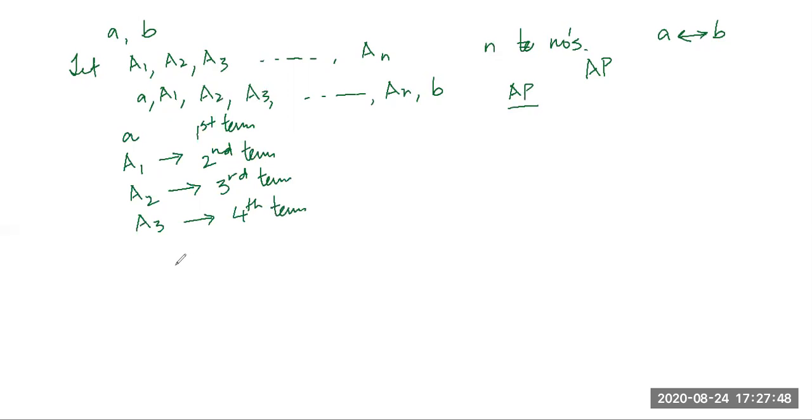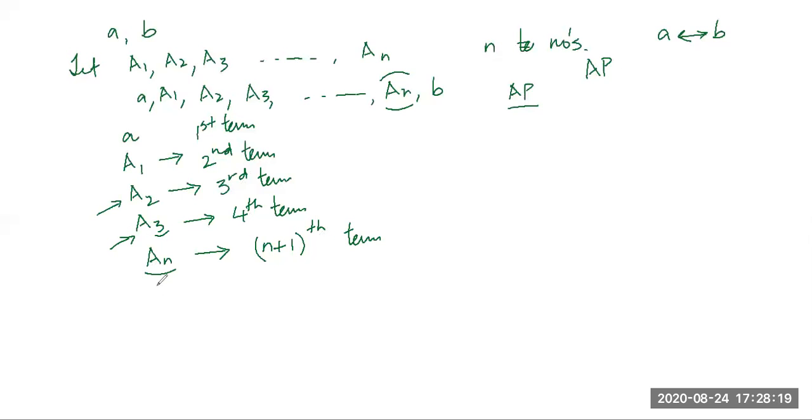Now, students, what about AN? AN is which term? Ishma? AN would be which term? Second last term. But let's go from front. AN is n plus 1th term. Am I right? Like you said, A3 is fourth term. A2 is third term. So AN will be, Ishma, n plus 1th term.